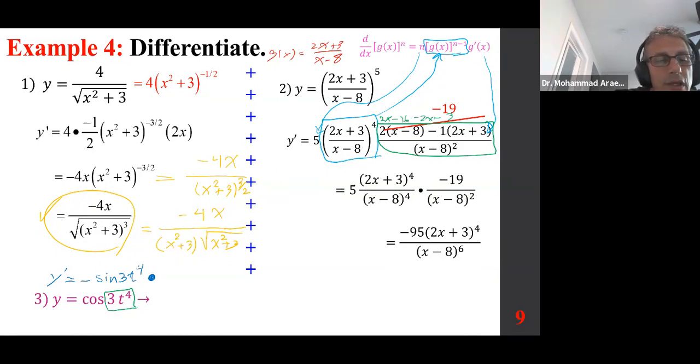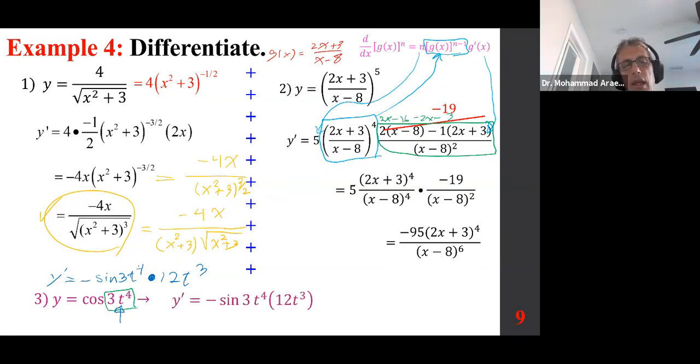Now, if this piece, everybody, was a t or theta or x, we would multiply it by 1 and we wouldn't even have to write that. But it's not, so we have to multiply by its derivative by the chain rule. And that becomes 12t cubed, 3 times 4t cubed, or 12t cubed. Okay? And now, of course, we put that in front, and here's the final answer. So the final answer is negative 12t cubed sine of 3t to the power of 4.